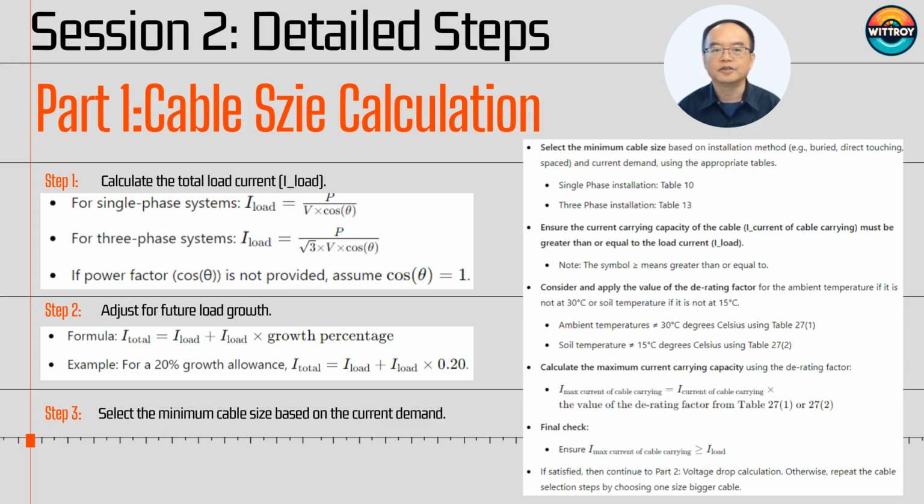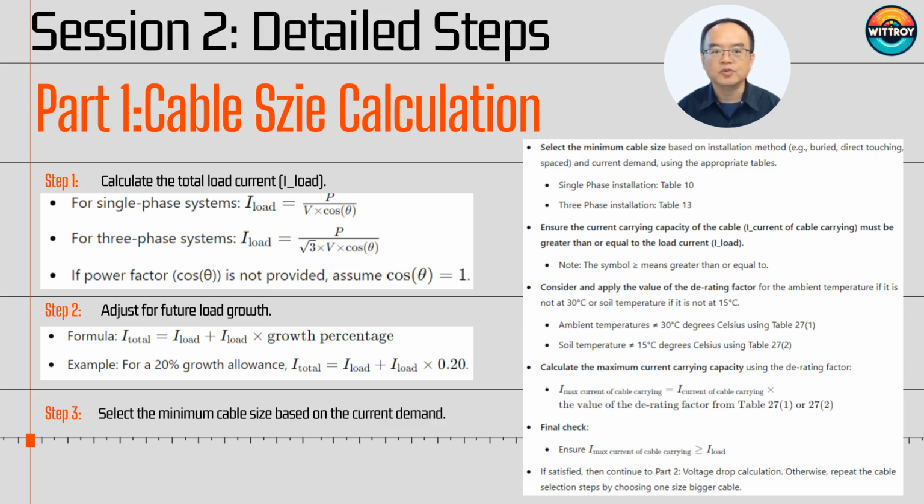For single-phase systems, the load current is calculated using the formula: load current equals power divided by the product of voltage and the power factor. For three-phase systems, the load current equals power divided by the product of the square root of 3, voltage, and the power factor. If the power factor is not provided, assume it to be 1.